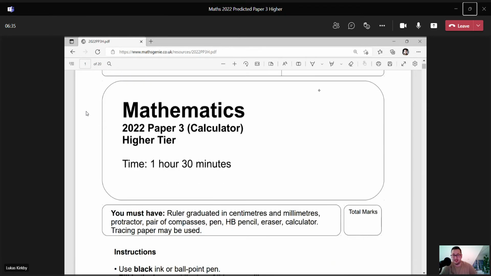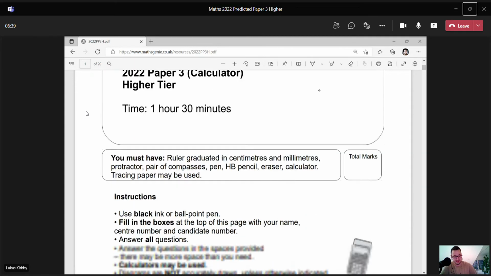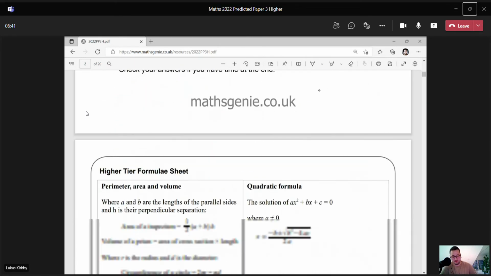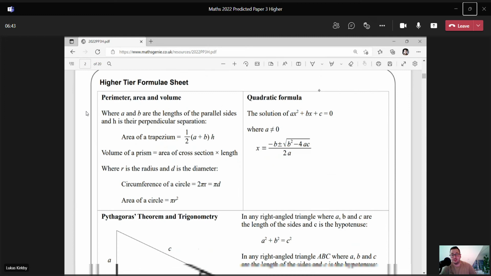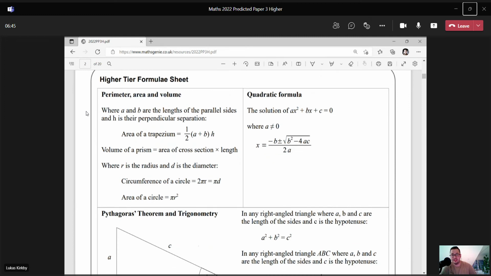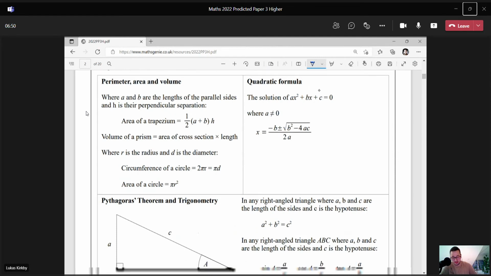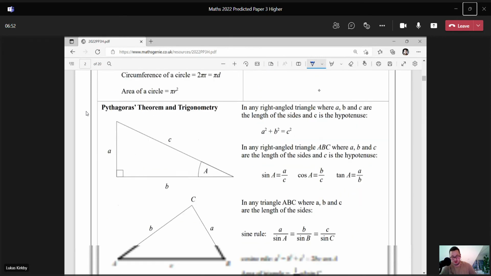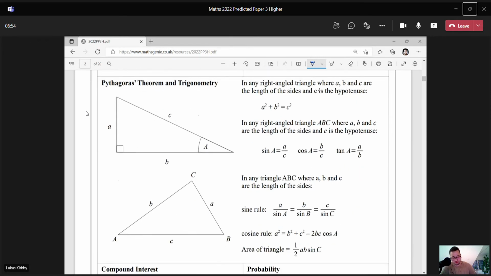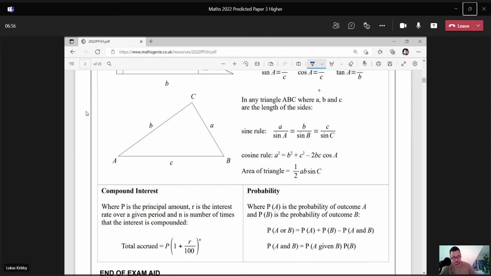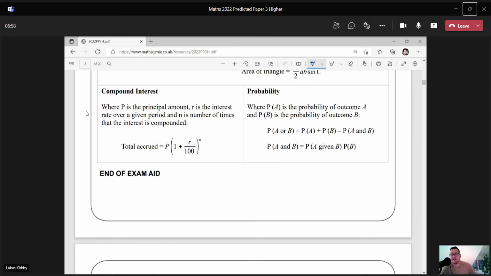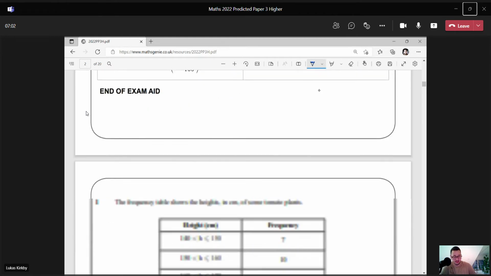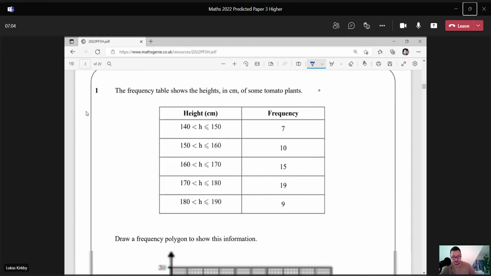So let's just have a look again. It's an hour and a half, we can use a calculator, and like we've had with all previous papers, we've got a little cheat sheet here. We've got some perimeter, area and volume, we've got the quadratic formula, Pythagoras theorem, trigonometry, cos rule, sine rule, area of a triangle, some compound interest and some probability. So we'll keep those in mind, but let's get cracking.